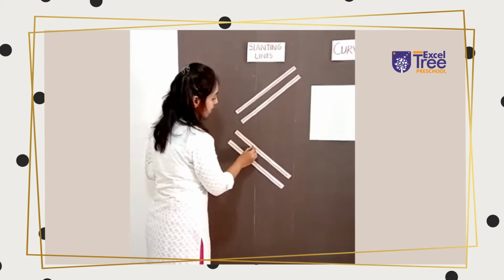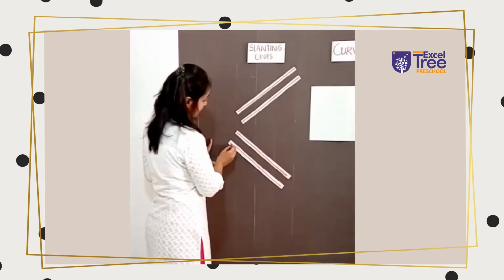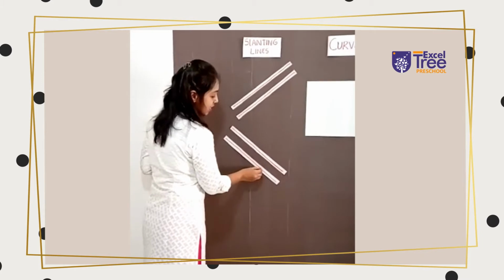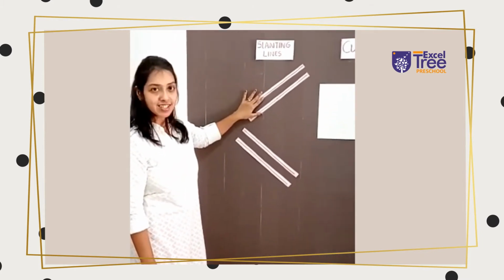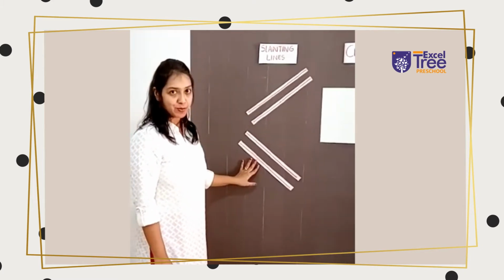So, left slanting line. Right slanting line. Left slanting line.